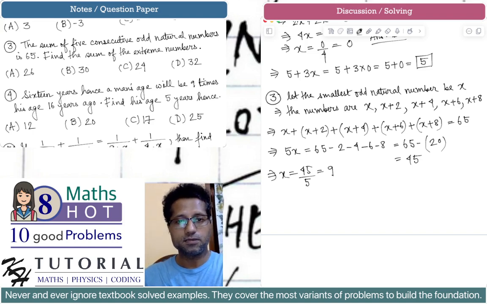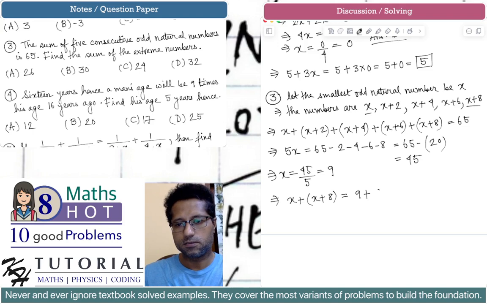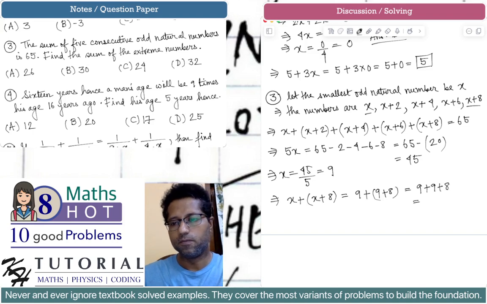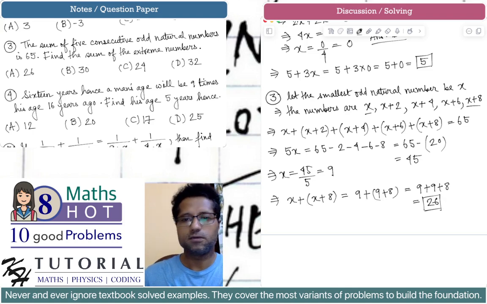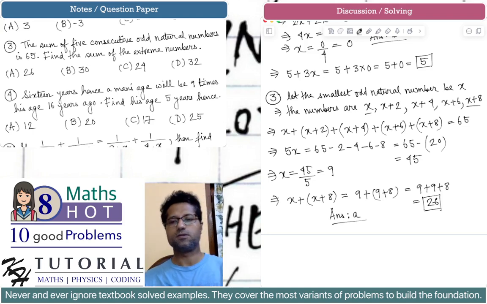Now the question has asked, find the sum of the extreme numbers. Extreme numbers means the smallest number and the largest number. So we have to find the value of x plus x plus 8, which is equal to 9 plus 9 plus 8, which is equal to 26, and hence the correct choice is A. A is the correct choice.